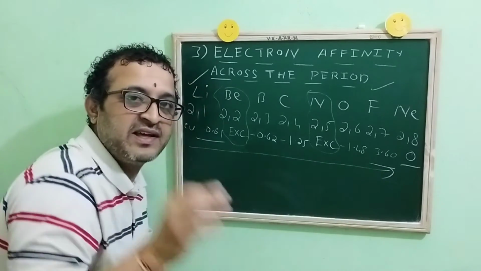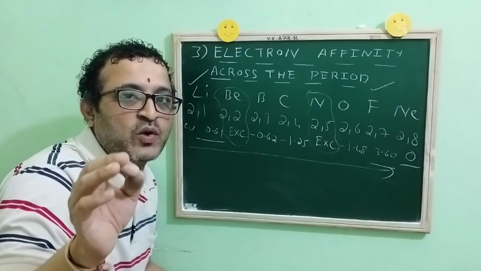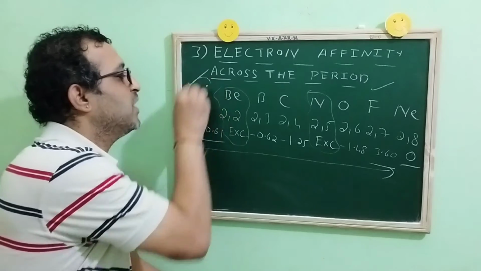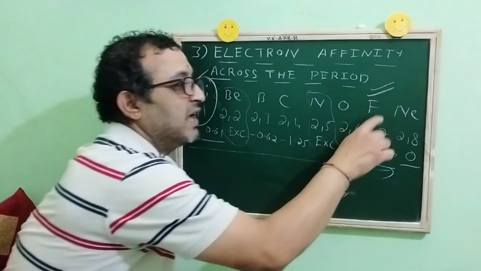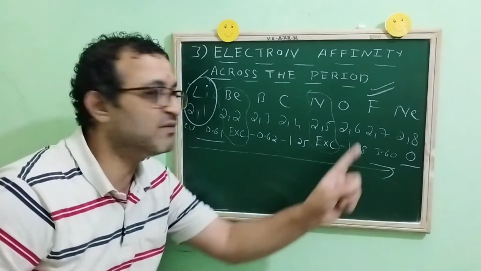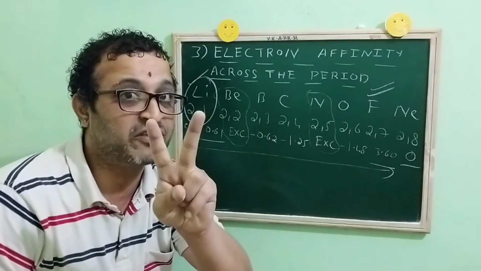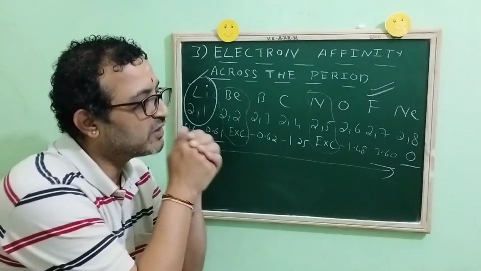So this is the conclusion about across the period: electron affinity values are going to increase. The element with the lowest electron affinity will be lithium and the element with the highest electron affinity will be fluorine in period what, children? 2. Now coming to the next one.